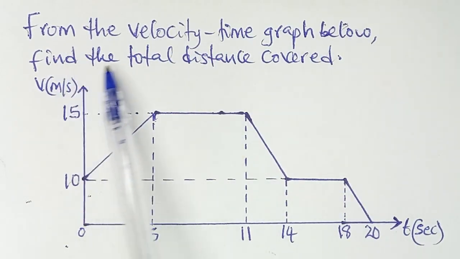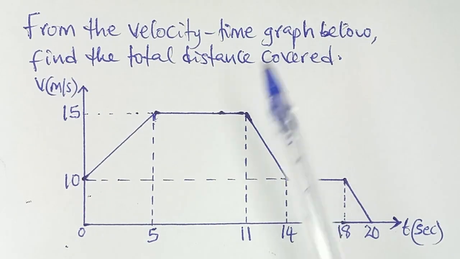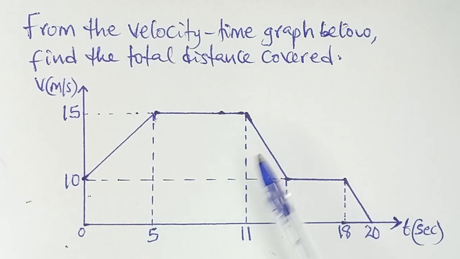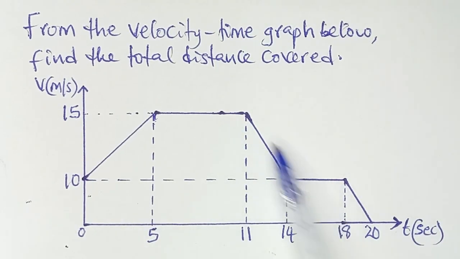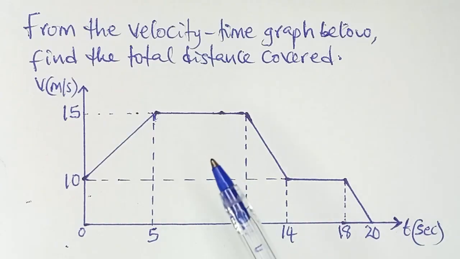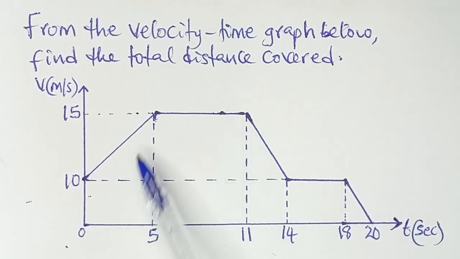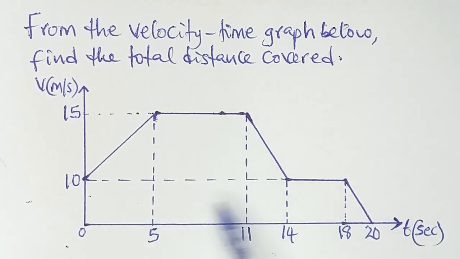This is a velocity time graph here, and we are told that from the velocity time graph below, find the total distance covered. Now, from a velocity time graph, anytime you want to find the total distance, what you just need to do is to find the area covered by the shape.